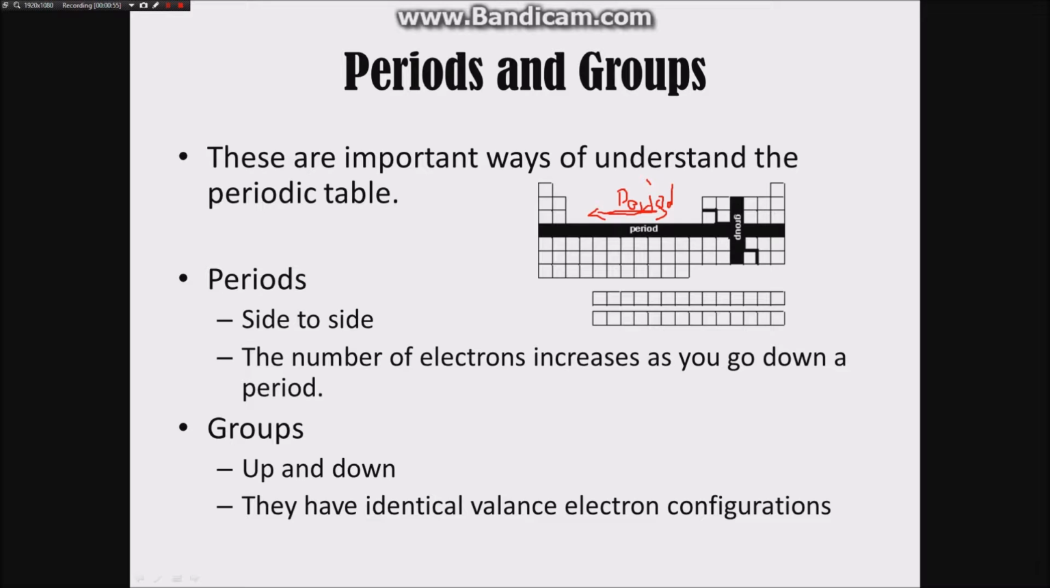And the number of electrons increases as you go down a period. This is also known as a trend on the periodic table.